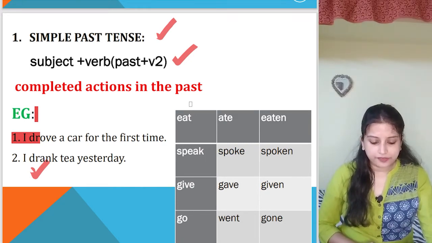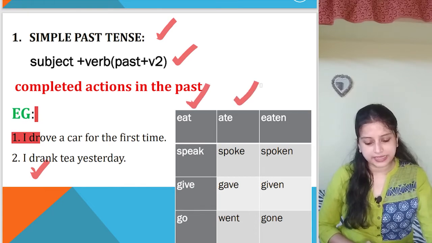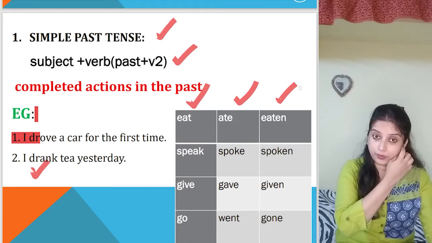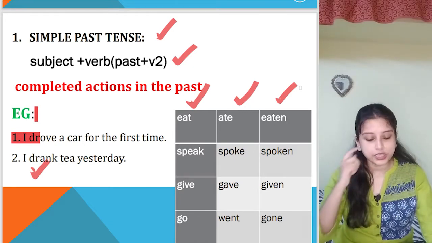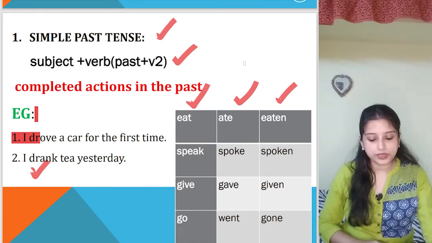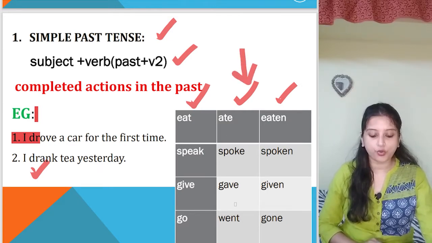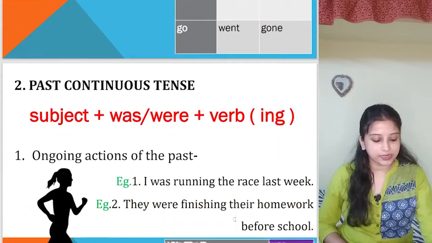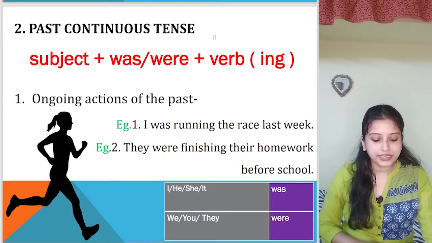Here I have written the verb's first form, second form, third form. So here you can follow this and understand what I am talking about. Eat, ate, eaten. So every time in the simple past tense we are going to use this one. Okay, the second form: ate, spoke, gave, went. Okay. Next we'll move to the second page, which is past continuous tense.